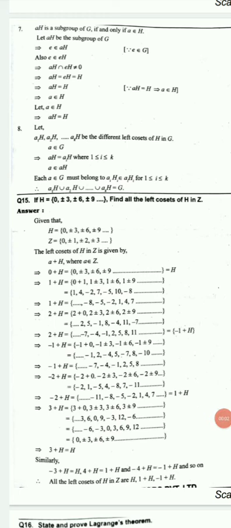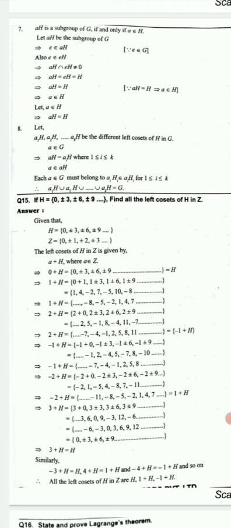Now, if H equals {0, plus or minus 3, plus or minus 6, plus or minus 9, and so on}, find all the left cosets of H in G. Given that H equals {0, plus or minus 3, plus or minus 6, plus or minus 9, and so on}, and Z equals {0, plus or minus 1, plus or minus 2, and so on}.